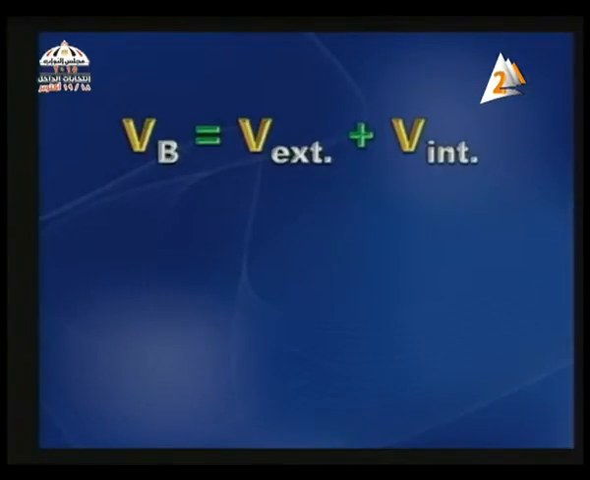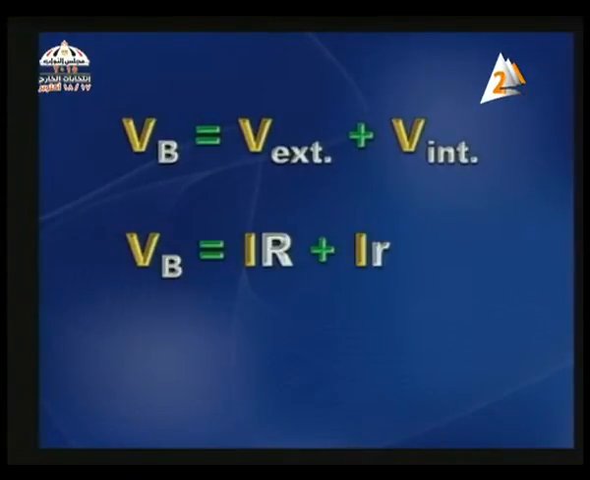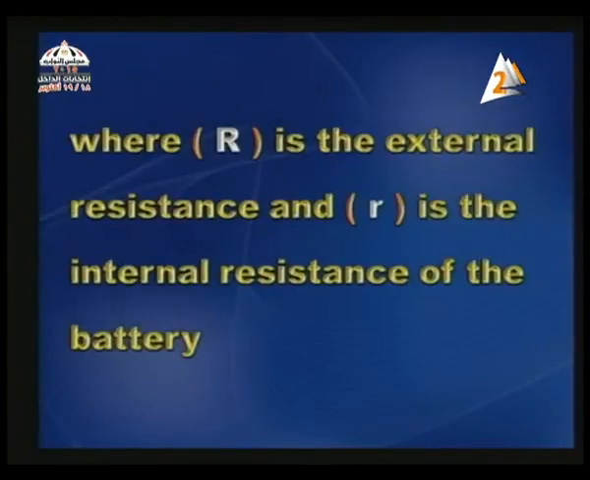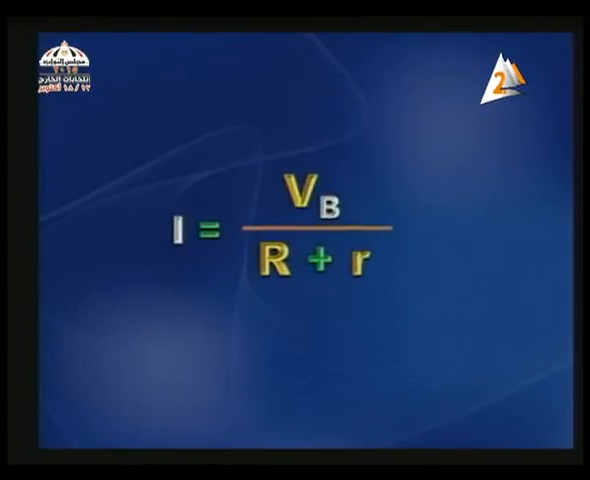Any voltage equals the product of current and resistance. So we can say VB is equal to IR capital plus IR small. The current intensity will be taken as a common factor. So V battery equals I times the bracket R capital plus R small, where R capital is the external resistance and R small is the internal resistance of the battery. This is Ohm's law applied to a closed circuit.